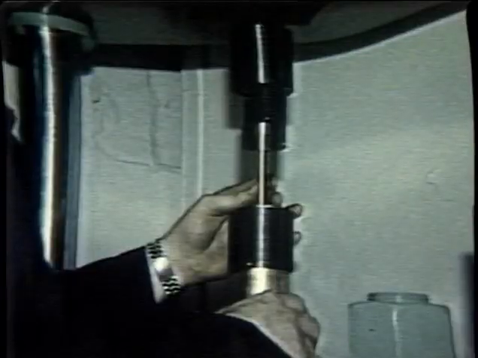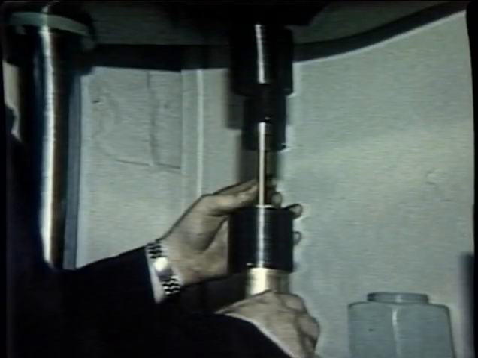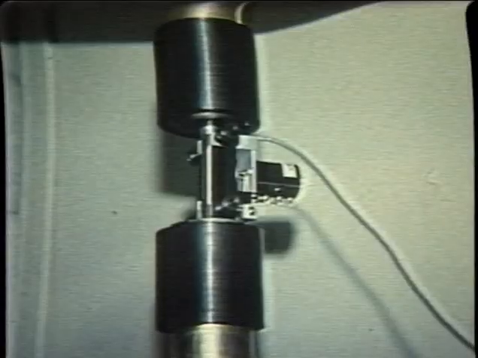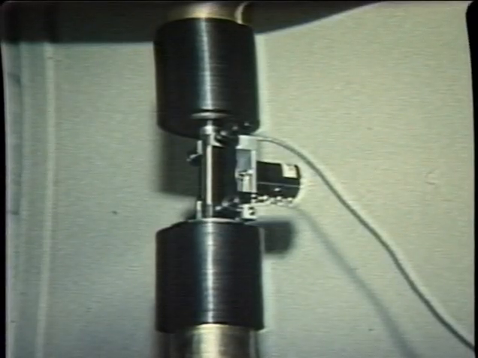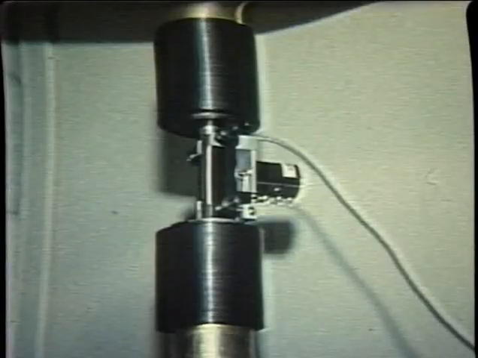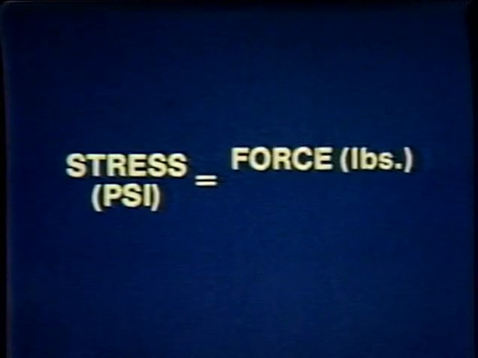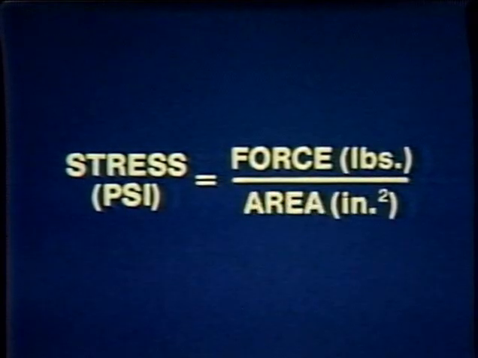The specimen then is secured in the jaws of the tension machine. A strain gauge is attached to the specimen to detect changes in length when force is applied. The equipment operator begins the pulling process by allowing the machine to apply pounds of force or load to the specimen. As force is applied, stress develops. This stress is equal to the force applied divided by the cross-sectional area of the specimen.